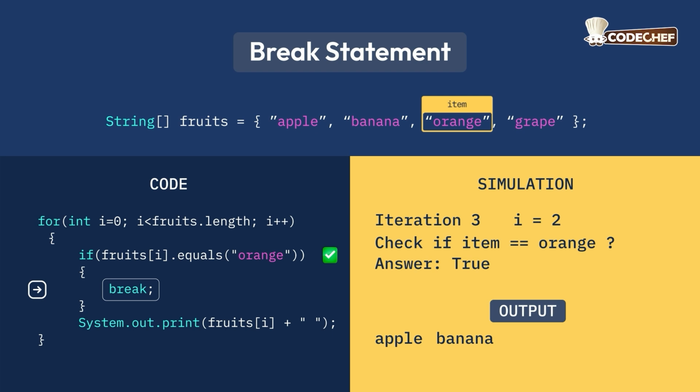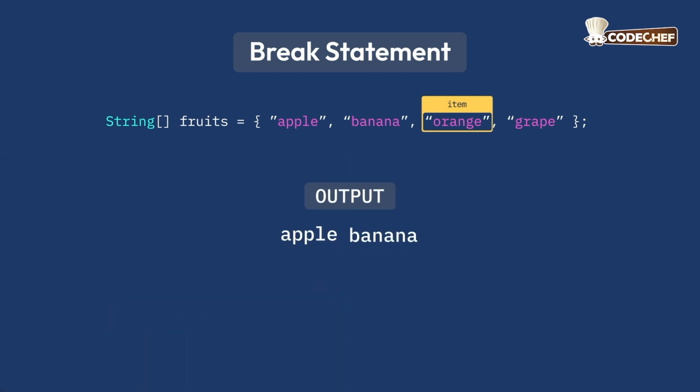After all the iterations, this is how the final output looks like: apple, banana. The break statement exits the entire loop and no further iterations are performed after it.